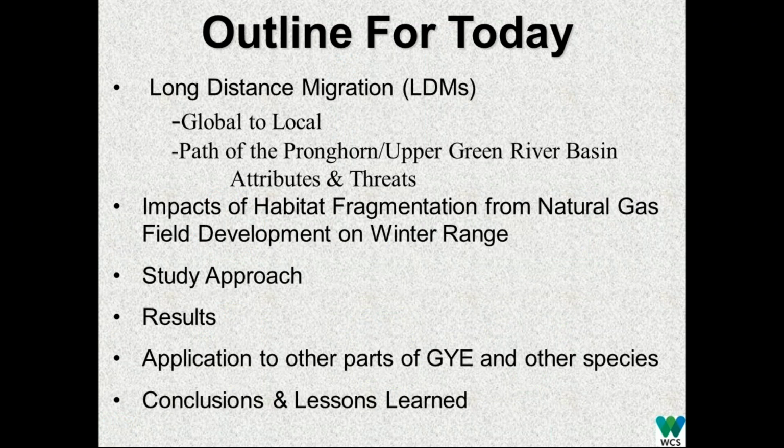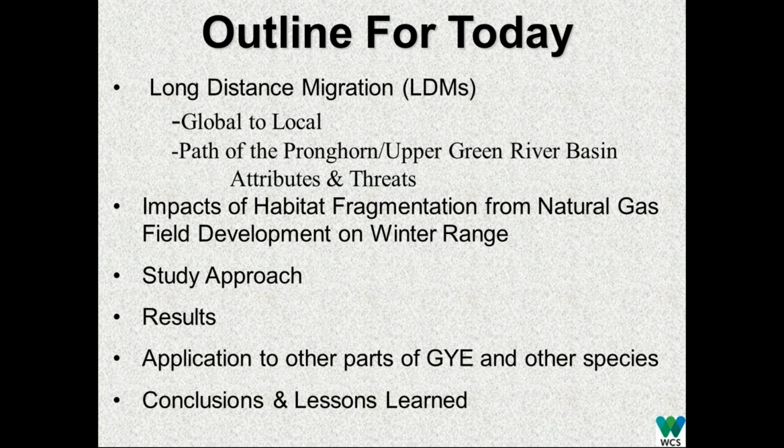So for today, I have several goals. First, I want to talk about long distance migration, focusing on terrestrial ungulates, although there's a lot of different taxa and species that undergo long distance migration. But for today, I'll focus on terrestrial mammals. And I want to put this a little bit in a global context before focusing more on a local context. And I'll focus on one particular migration that we focused on out of many that we studied for pronghorn in western Wyoming in the southern part of the Greater Yellowstone ecosystem.